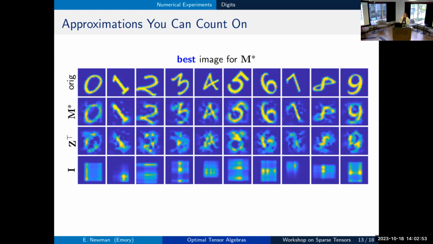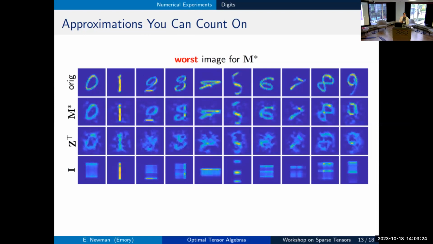The identity looks like nonsense, but remember, we're doing these rank one approximations. So you're getting this blocky approximation to each image. So this both tells us it's good to have that third dimension interact, and it was worth learning this relationship if you're trying to get a rank one approximation. I am showing you the best image for M star. We do pretty well for the worst image also, so not hiding too much from you.